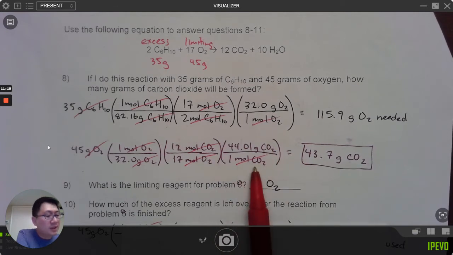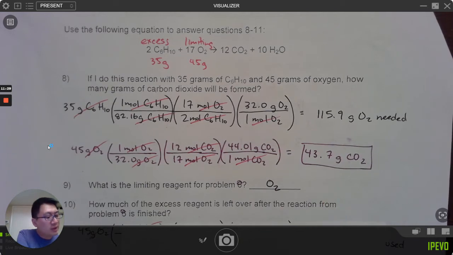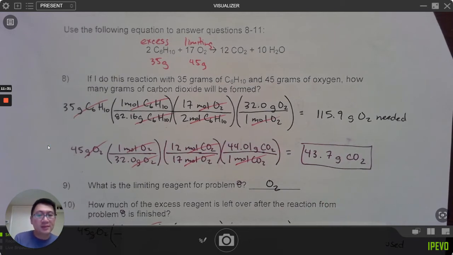1 mole of carbon dioxide weighs 44.01 grams. That's 1 carbon and 2 oxygens on the periodic table. And the only thing left are grams. 43.7 grams of carbon dioxide. I do realize these are some of the hardest problems in this whole chapter. Probably some of the harder ones that you've done in chemistry, in stoichiometry so far.